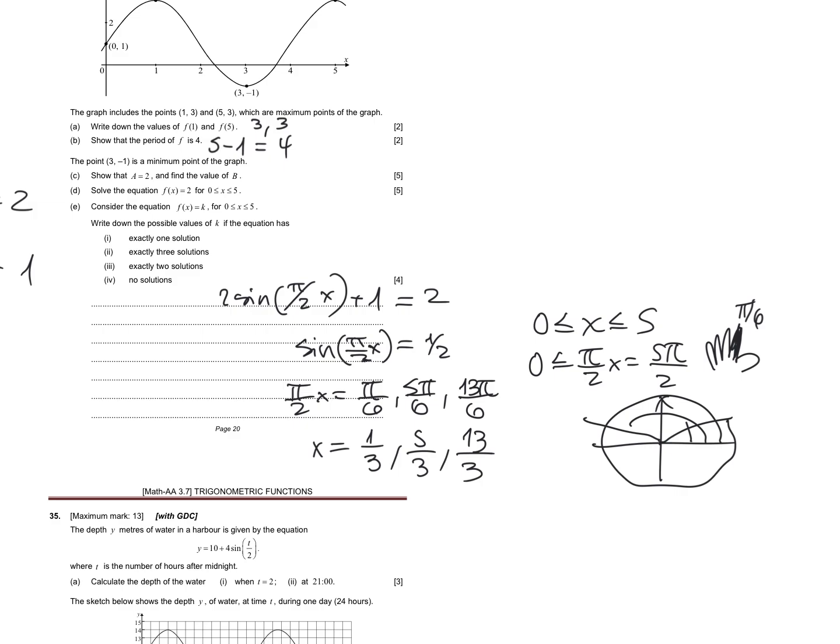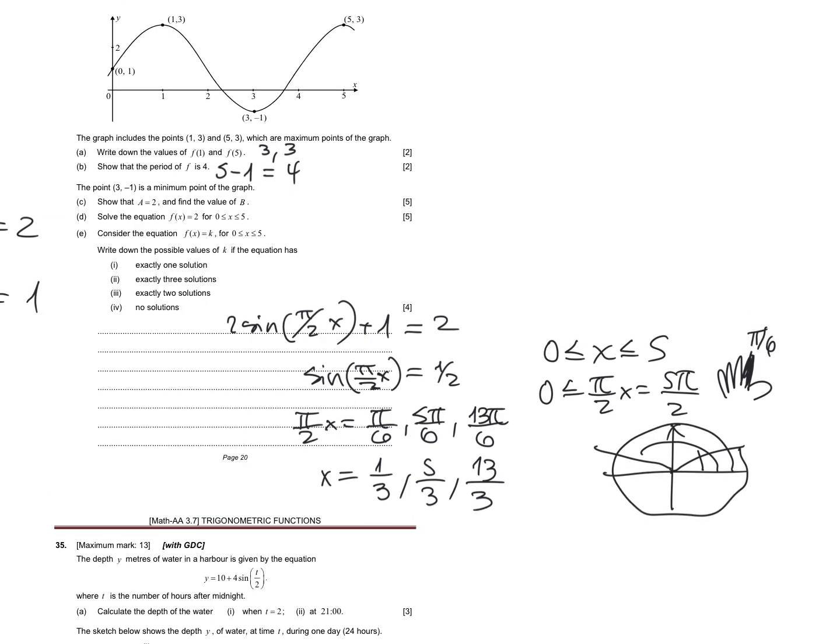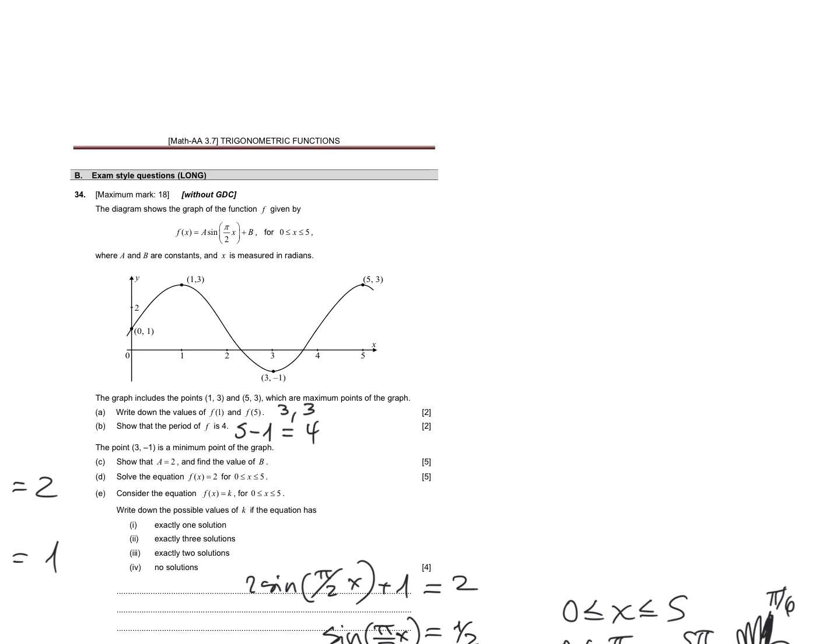Okay, so now for E, consider the equation f at x equals k from 0 to 5. Write down the values of k for which it has one solution. So that's just down here. So for I, it's just k equals -1. Exactly 3 solutions. So this is, so 1, 2, 3.